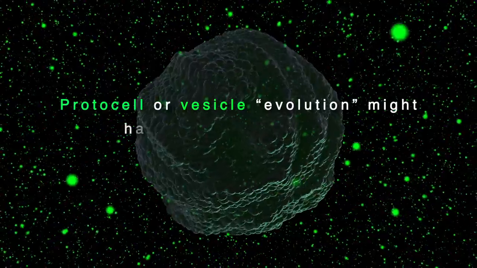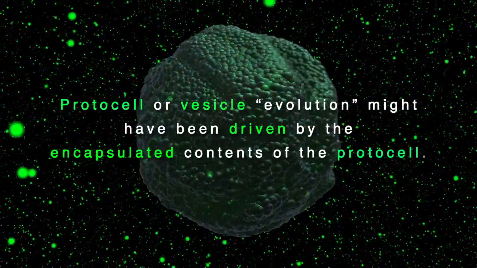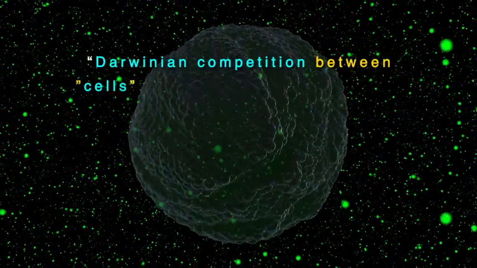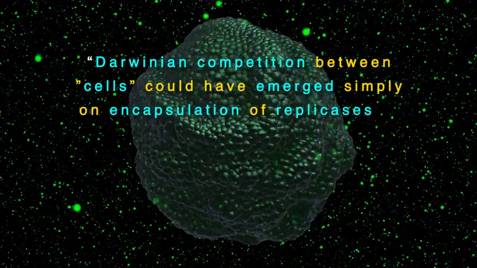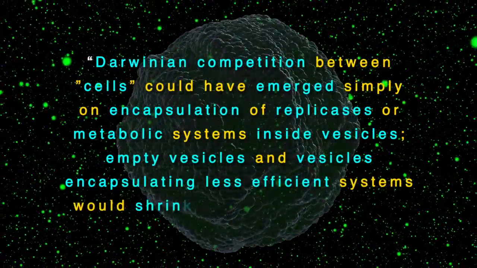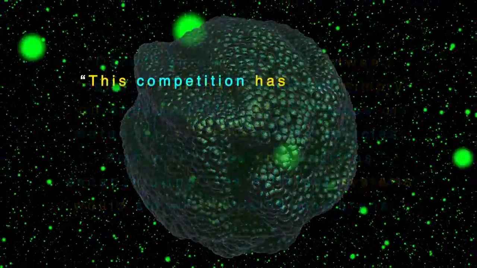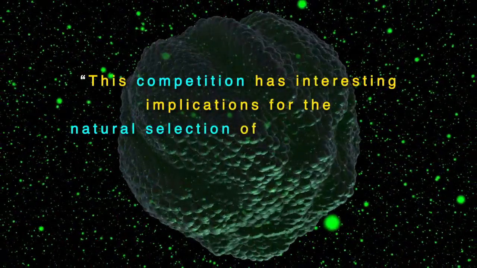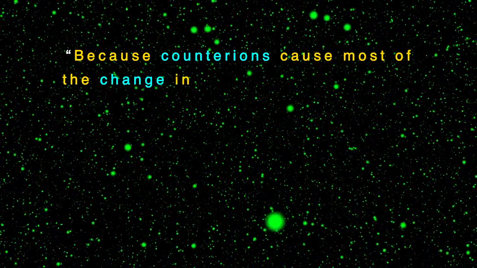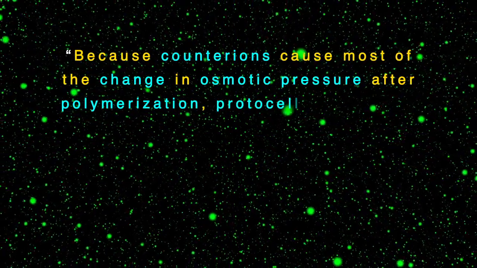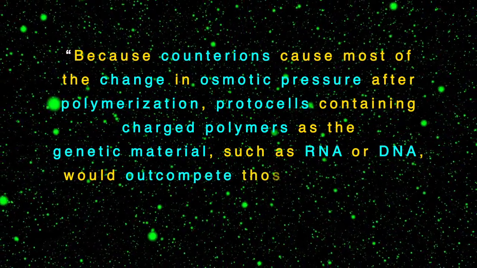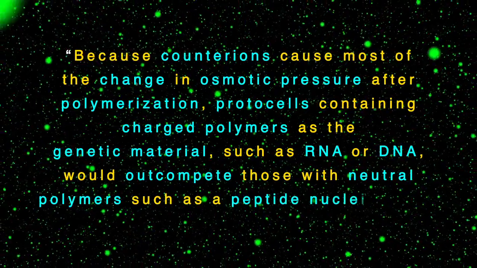Protocell or vesicle evolution might have been driven by the encapsulated contents of the protocell. To quote again from Self-Assembled Vesicles to Protocells, Darwinian competition between cells could have emerged simply on encapsulation of replicases or metabolic systems inside vesicles. Empty vesicles and vesicles encapsulating less efficient systems would shrink by losing membrane. This competition has interesting implications for the natural selection of chemical traits in the genome and membrane. Because counter-ions cause most of the change in osmotic pressure after polymerization, protocells containing charged polymers as the genetic material, such as RNA or DNA, would outcompete those with neutral polymers, such as a peptide nucleic acid.